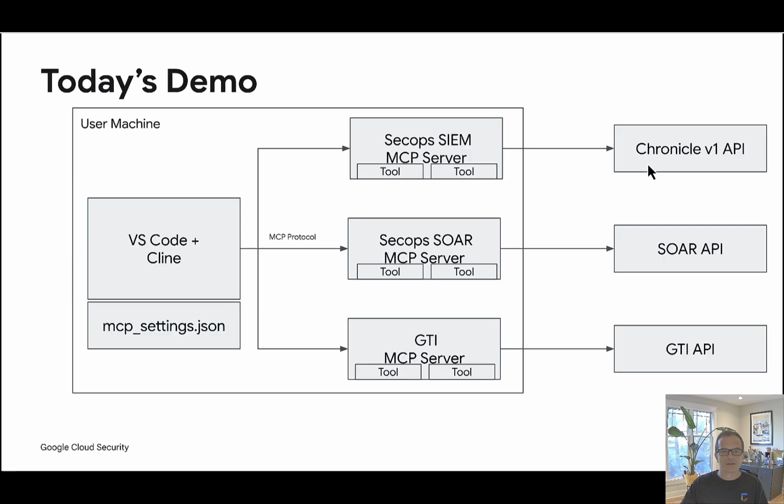And so for today's demo, I'm going to configure Visual Studio Code to use the Cline extension. And in Cline, I'm going to configure 3 MCP servers that you see here, which are SecOps SIEM, SOAR, and Google Threat Intelligence. Each one has its own unique configuration because the authentication services for each API is different. Then Cline will actually run the Python code for each server in its own container and communicate with that service via the MCP protocol here on my local machine. And then each of those servers will connect to their API from my machine to the cloud.